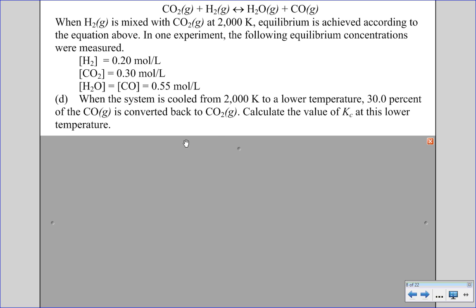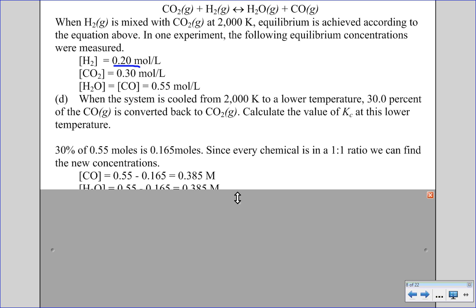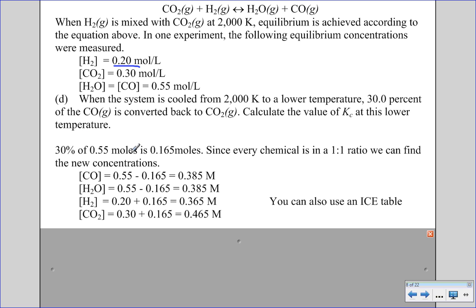The 30% is used to calculate the number of moles of carbon monoxide, and then the number of moles of each of the remaining ones can be found. You cannot just take 30% of everything, because you should be able to see that 30% of 0.55 is a different number than 30% of 0.20. So 30% of 0.55 is 0.165 moles.